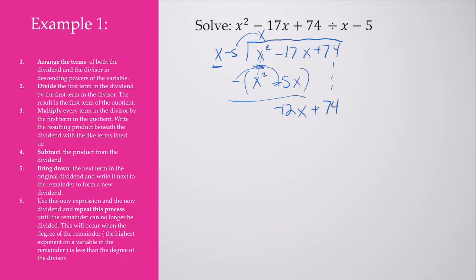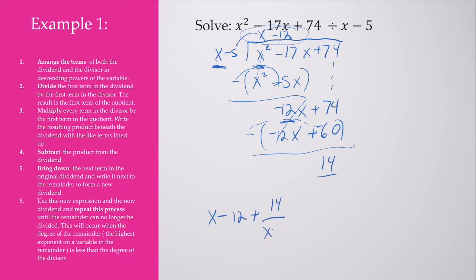This is my new dividend, and I think, okay, what do I multiply x by to make it look like negative 12x? And the answer is negative 12. Negative 12 times x is negative 12x. Negative 12 times negative 5 is a positive 60. When I subtract this, I distribute that negative, right? So this becomes a negative 60. My first terms cancel. 74 minus 60 is 14. So 14 is our remainder, right? So I've got x minus 12 plus positive 14 out of x minus 5.